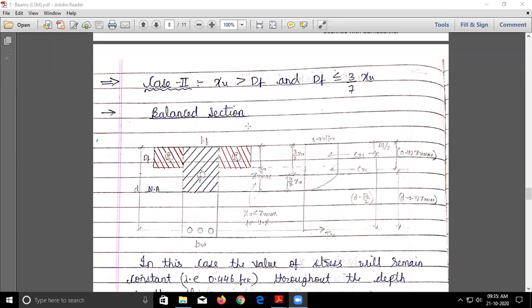So the second case says that your xu is greater than Df. Here you can see my xu is greater than Df. See, this is my xu, and Df is less than 3 by 7 xu. So there is one more possibility, that this depth of the flange is less than 3 by 7 xu. What is 3 by 7 xu? This rectangular portion. Are you getting this condition? Is this clear everyone?